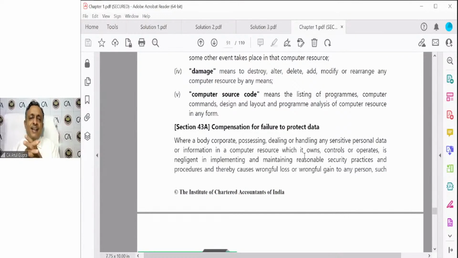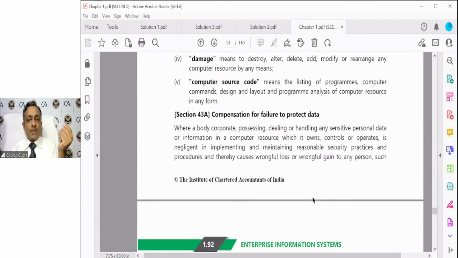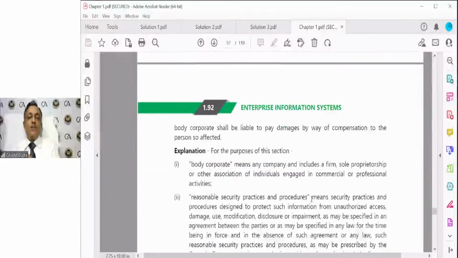It says that where a body corporate possessing, dealing, or handling any sensitive personal data or information in a computer resource which is owned by the body corporate, controlled by it, or operated by it, if it is negligent in implementing and maintaining reasonable security practices and procedures, thereby causing wrongful loss or wrongful gain to any person, such body corporate shall be held responsible to pay damages to the persons so affected.